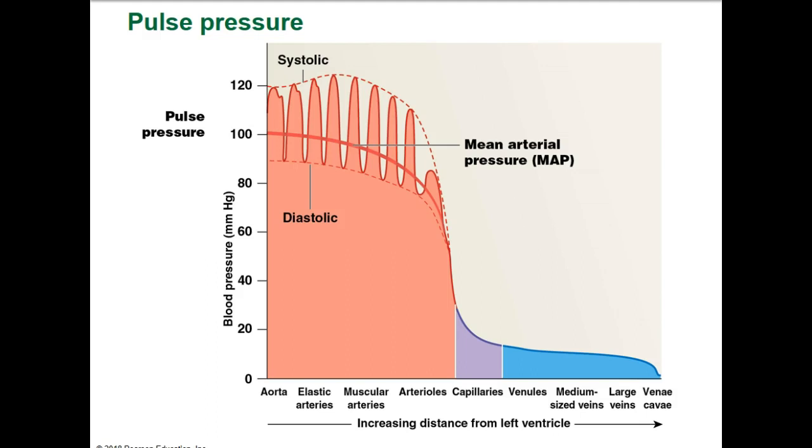Okay, so this graphic shows us how pulse pressure and mean arterial pressure generally change as we leave the left ventricle and move to the capillaries and then to the vena cava.